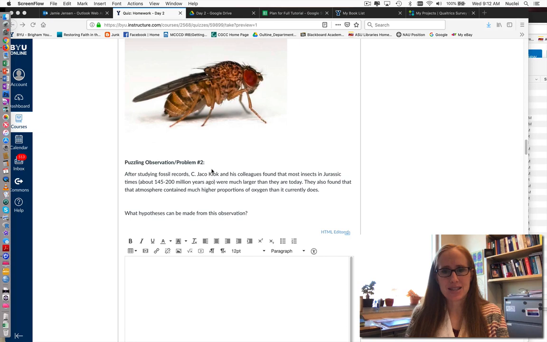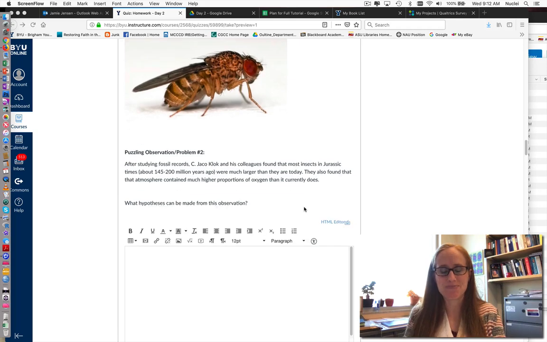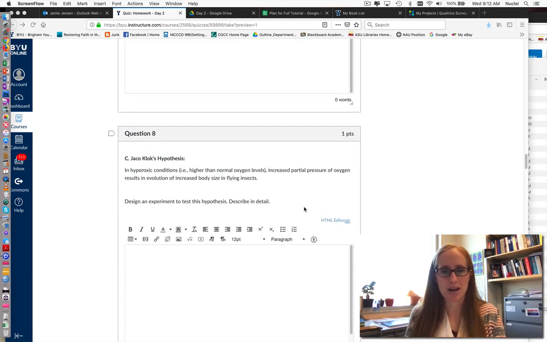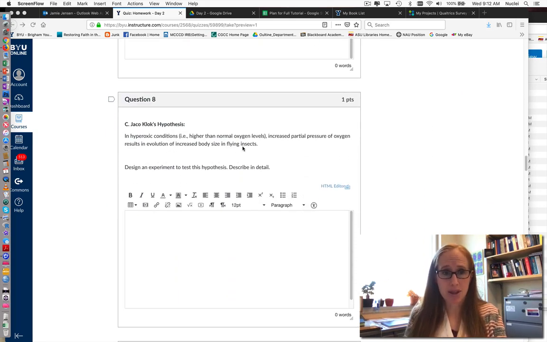Well, this scientist, Dr. Clock, was looking at oxygen proportions in the atmosphere and noticing that when oxygen was much higher in the atmosphere, bugs were much bigger. So this is sort of looking at a correlation, but you can come up with a hypothesis that maybe the extra oxygen in the atmosphere leads to bigger bugs. So that's what you should come up with there. And that's indeed what they came up with, that the increase in oxygen, so they call it hyperoxic conditions, led to larger insects. So how would you design an experiment?